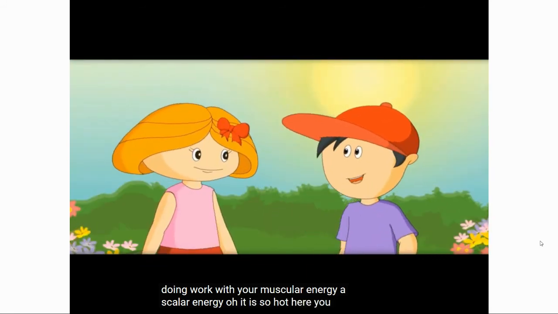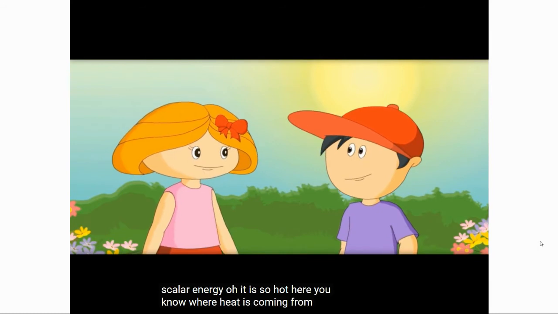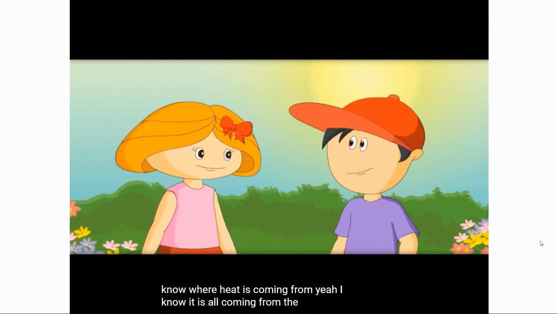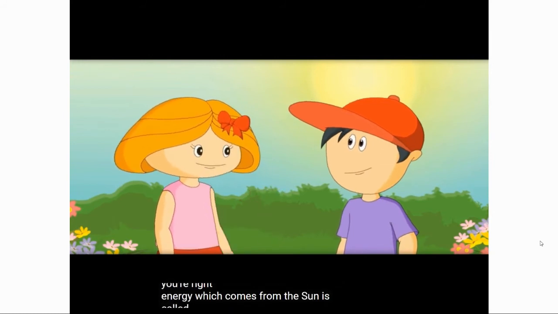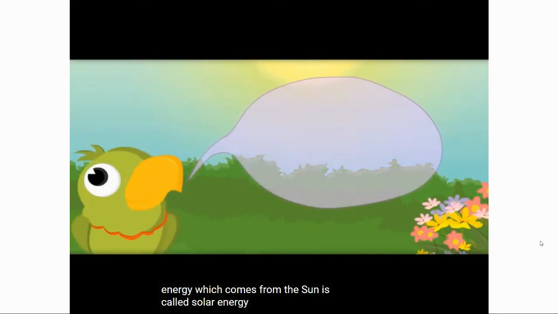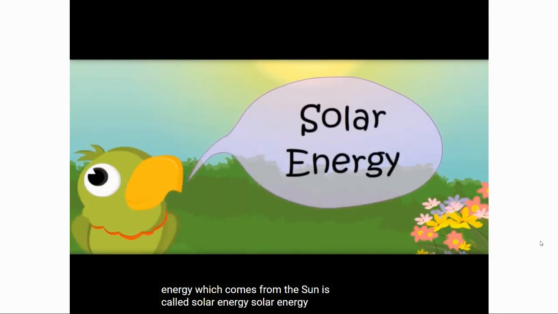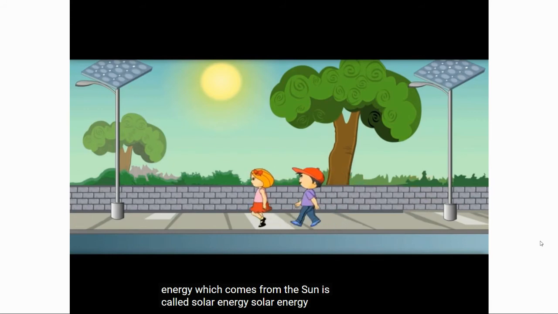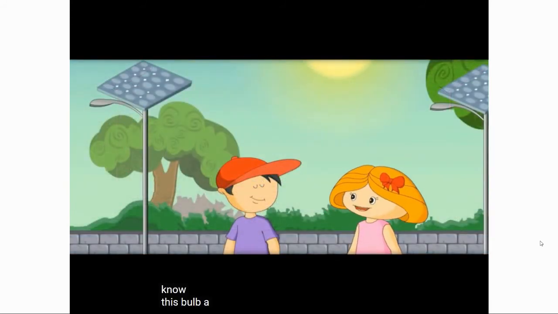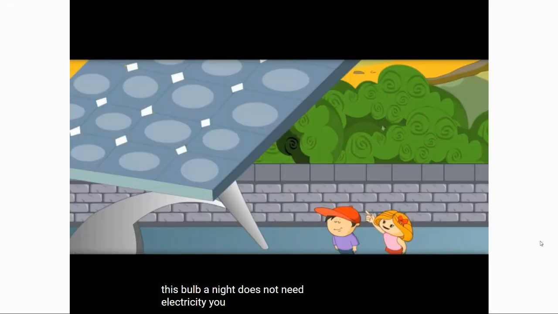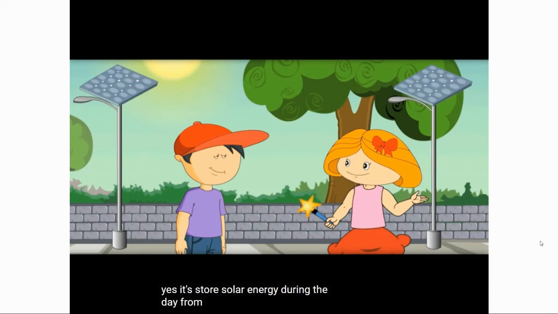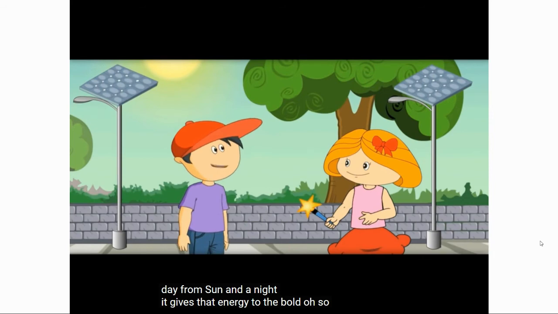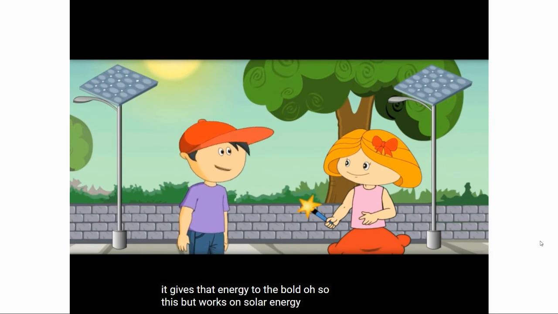Oh, it is so hot here. You know where heat is coming from? Yeah, I know. It is all coming from the sun. Yes, you're right. Energy which comes from the sun is called solar energy. Solar energy. You know, this bulb at night does not need electricity. You see that panel? Yes. It stores solar energy during the day from the sun and at night it gives that energy to the bulb. Oh, so this bulb works on solar energy.